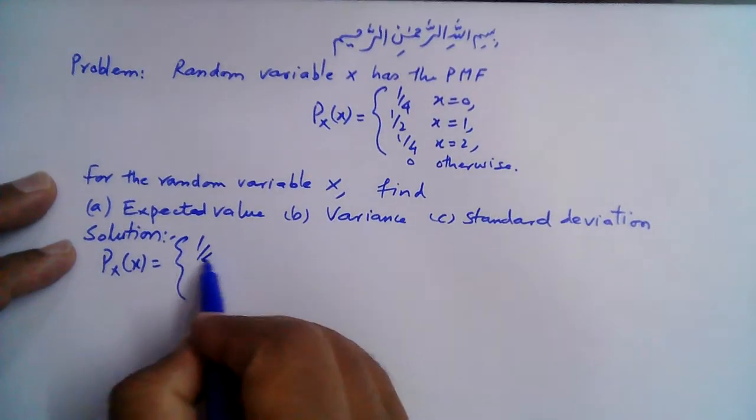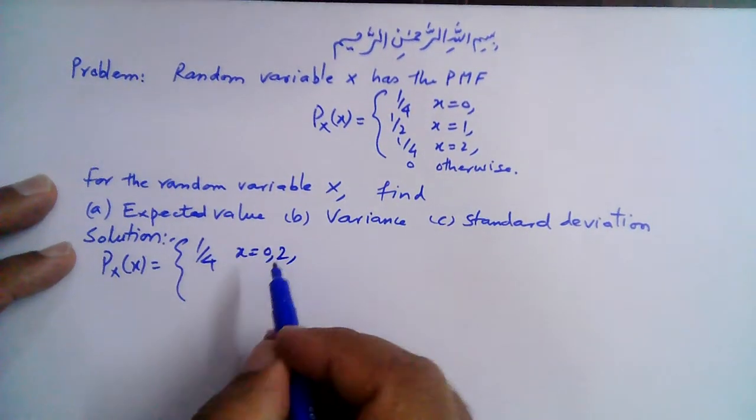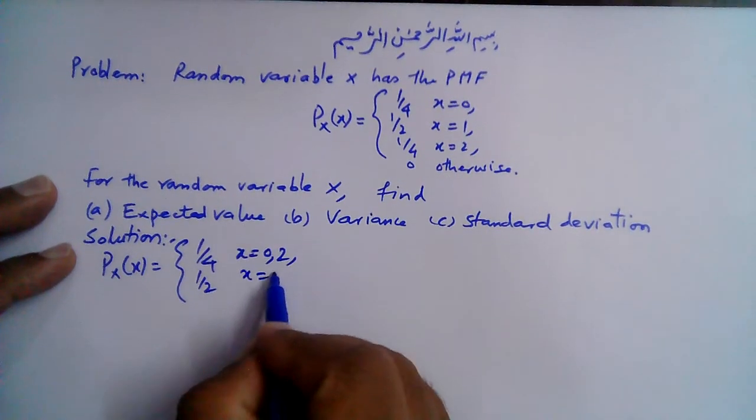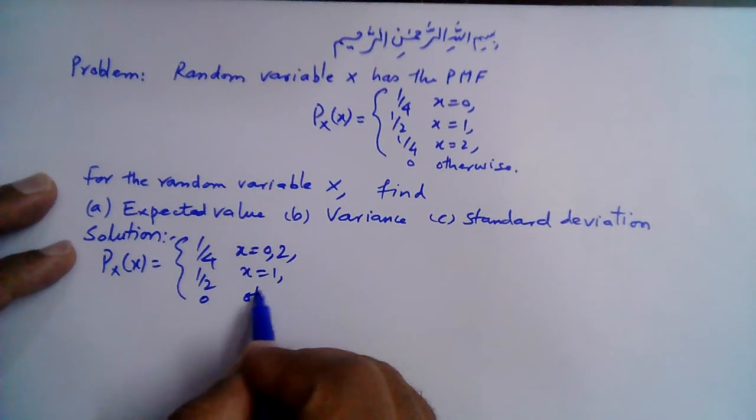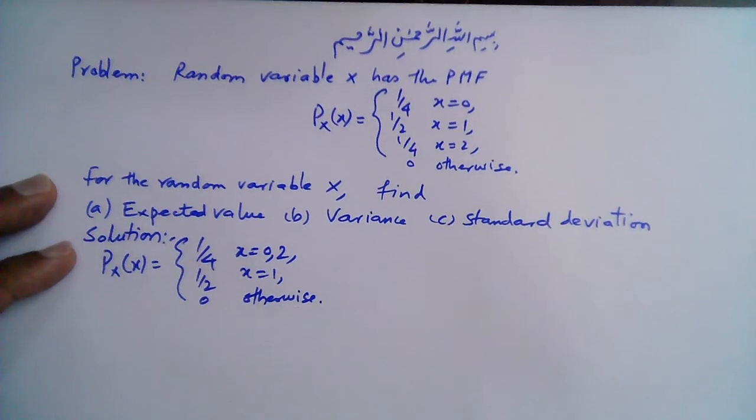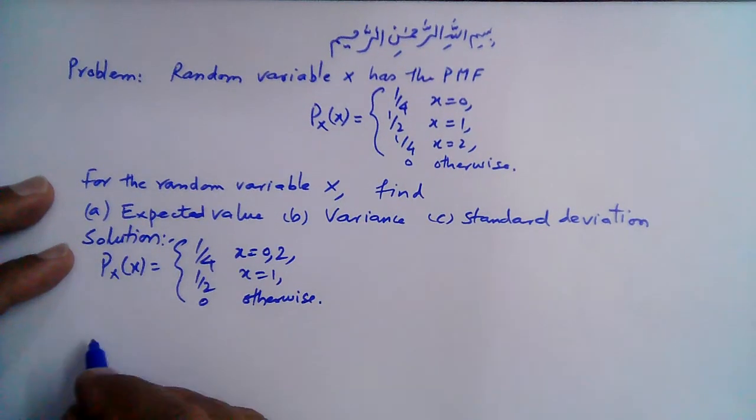This is 1 over 4 when x is equal to 0 or when x is equal to 2, and this is 1 over 2 when x is equal to 1, and this is 0 otherwise. So that is another way to write the same PMF. Next, we need to find out the expected value first of all.